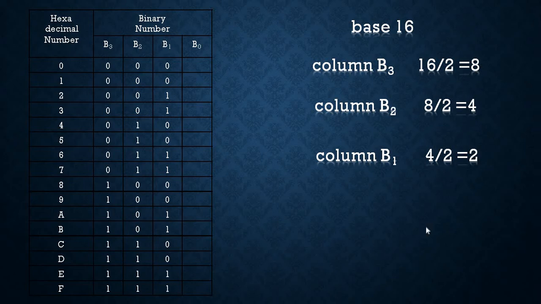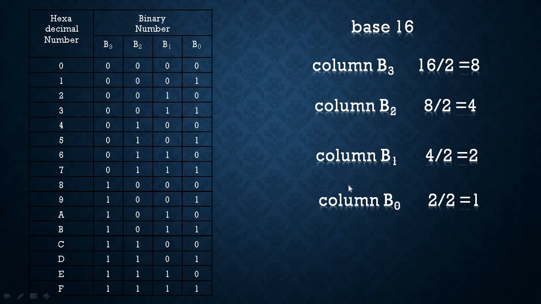Now for column B0, 2 divided by 2 is equal to 1. So again it indicates that for B0 we have to enter alternate zeros and ones into the B0 column. So here we write 0, 1, 0, 1, and so on, alternating. In this way we create the relation table for hexadecimal number and binary number system.